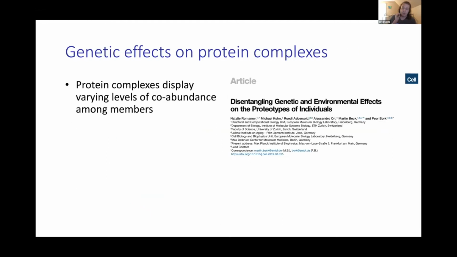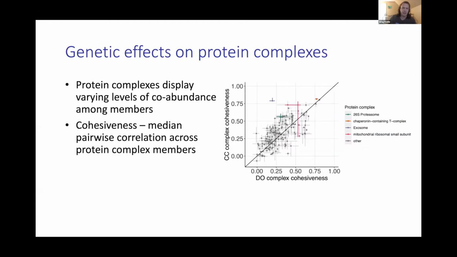So there's much more in the actual paper, but I'm going to change tracks a little bit and talk about effects on protein complexes. And this was largely motivated by a paper that came out in 2019 that actually used the DO liver data. And what they showed was that how much complexes co-vary, how co-abundant they are, that level of variation in co-abundance has a wide dynamic range across protein complexes. And the idea being that complexes are somewhat co-regulated.